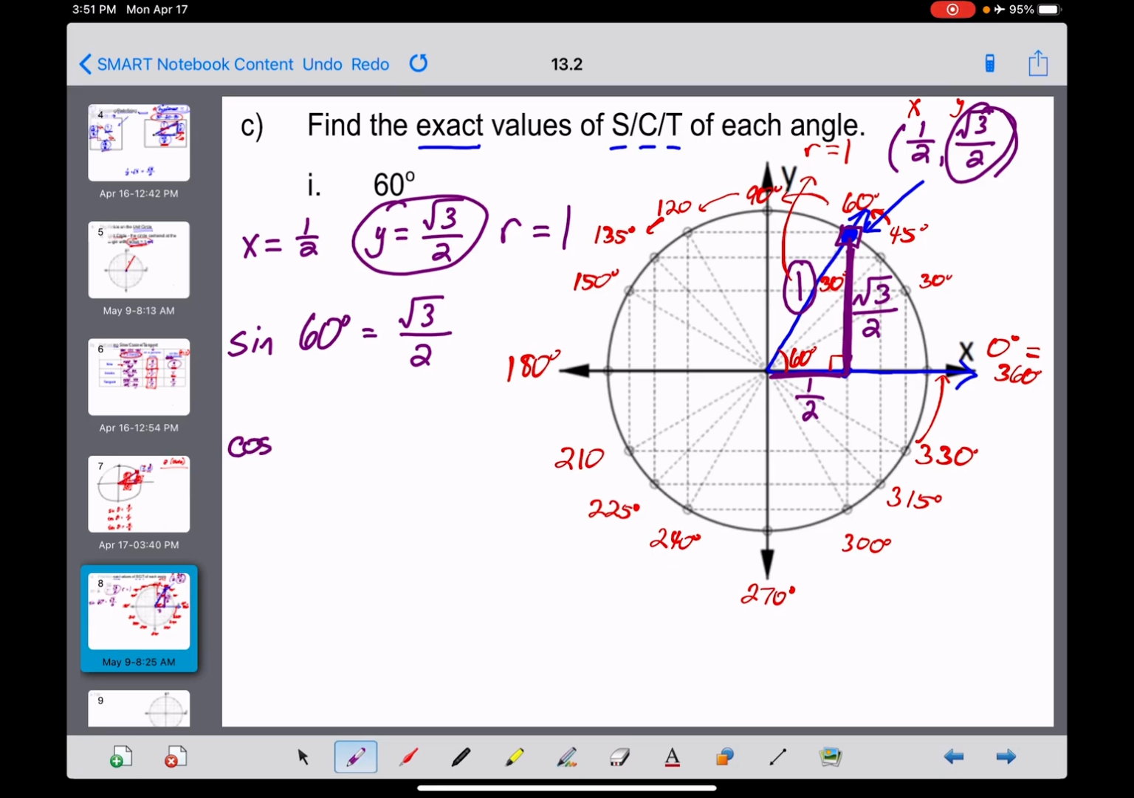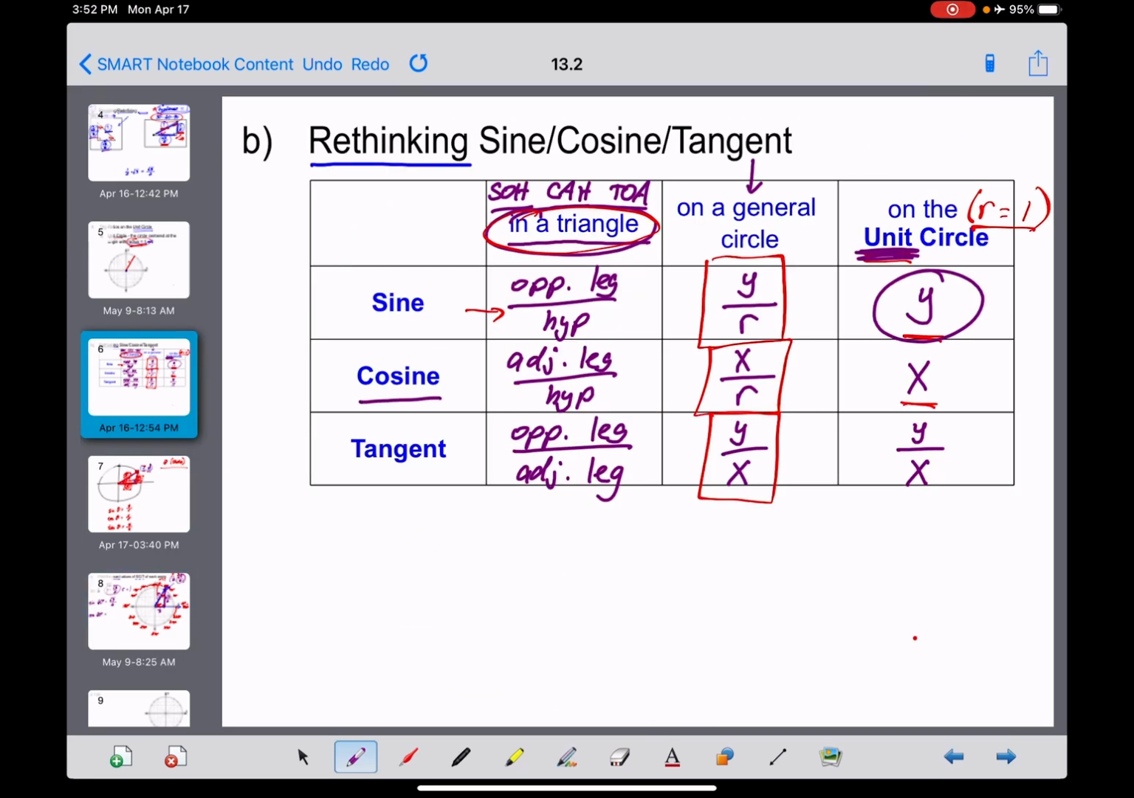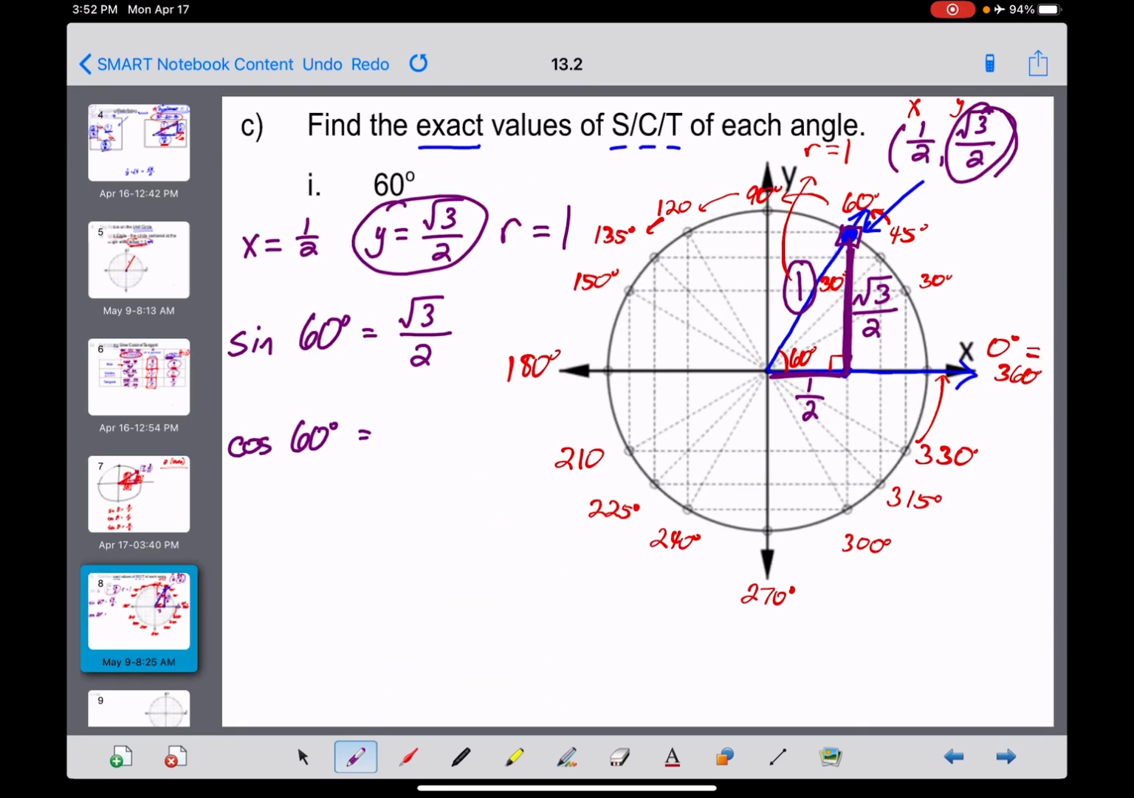How about the cosine of 60 degrees, everybody? Let me go back again. Cosine on a unit circle is just equal to your x-coordinate. Well, here's my x-coordinate. Cosine of 60 degrees is 1/2. And lastly, this one's a little bit tougher than the last two, the tangent of 60 degrees.